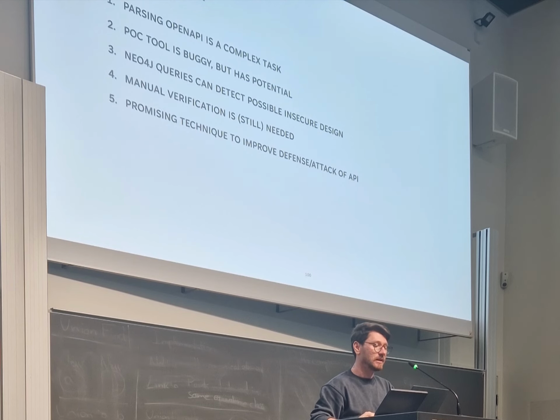Neo4j queries can detect possible insecure design, so it can give you some leads on what and where you should look in the API. I don't think it can tell you 100% that this is a vulnerability, but it's a good starting point. Manual verification of the findings is still needed at this point, but personally I think it's a promising technique to improve both defense and attacks of the API.